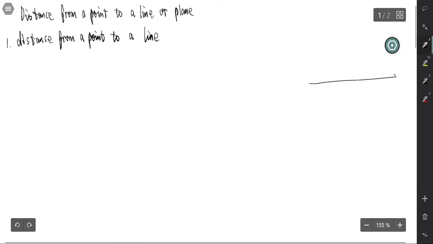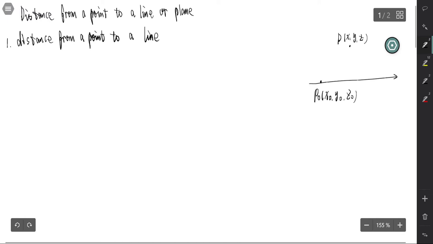Suppose this is the line. It's passing through a point P naught, with coordinates x naught, y naught, and z naught. Suppose the point is P, with coordinates x, y, z. How to find the distance from this point to the line?